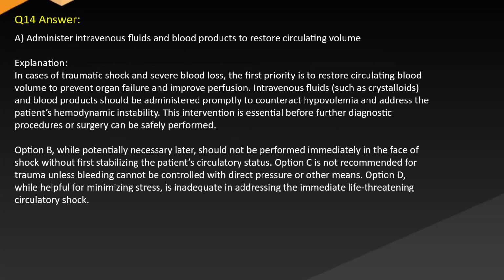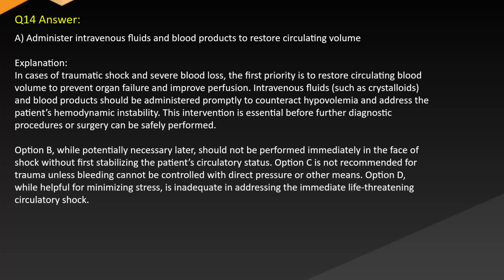Answer A. Administer intravenous fluids and blood products to restore circulating volume. Explanation. In cases of traumatic shock and severe blood loss, the first priority is to restore circulating blood volume to prevent organ failure and improve perfusion. Intravenous fluids, such as crystalloids and blood products, should be administered promptly to counteract hypovolemia and address the patient's hemodynamic instability. This intervention is essential before further diagnostic procedures or surgery can be safely performed.